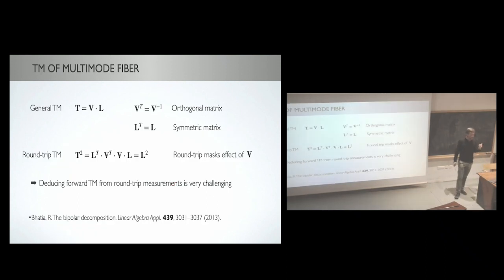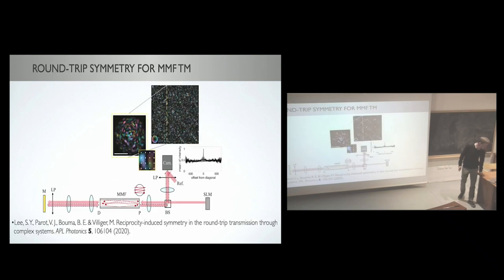Okay, so now I want to quickly step away from just the Jones matrix to the transmission matrix of a multimode fiber. I'm a little dismayed at how much trouble we have managing that round trip to forward transmission algebra in the case of the Jones matrix. But that exact same symmetry or algebra also applies to a multimode fiber. And deducing the forward transmission matrix from a round trip measurement is, I find, a big challenge.